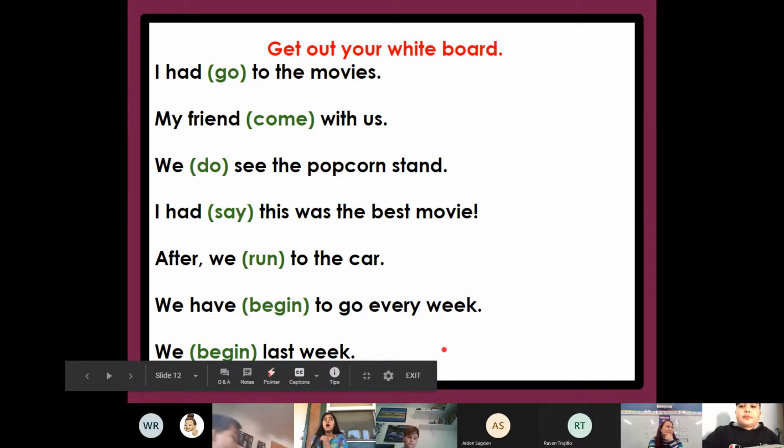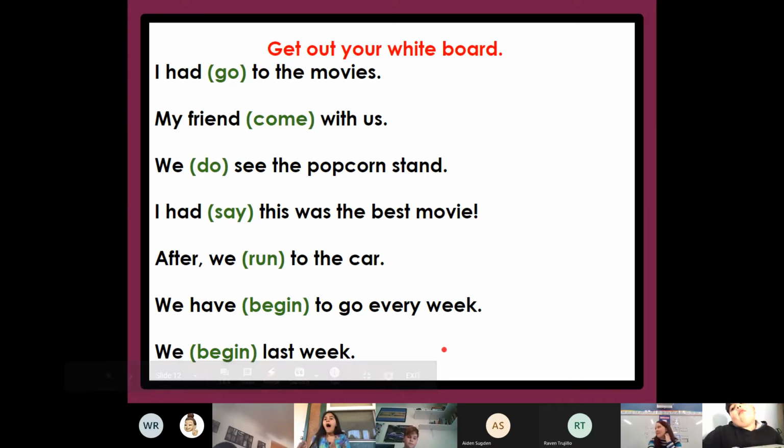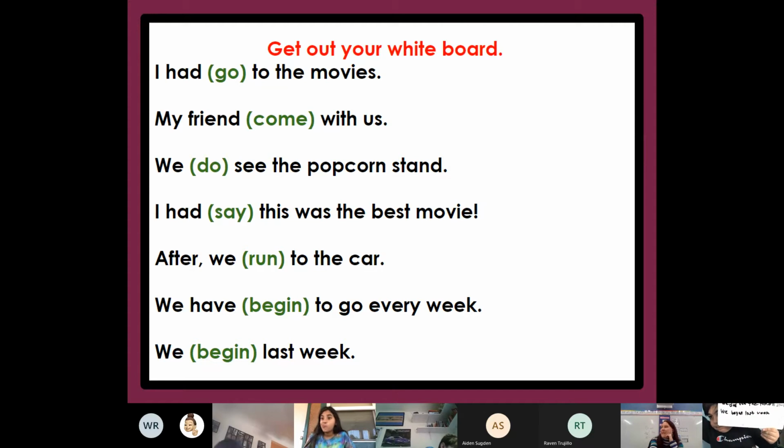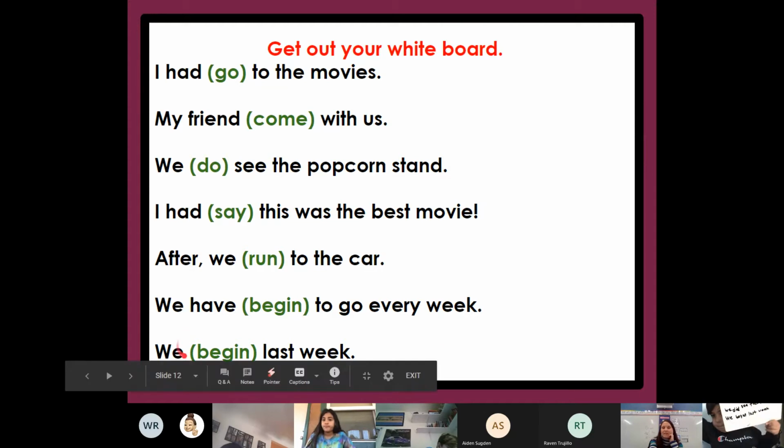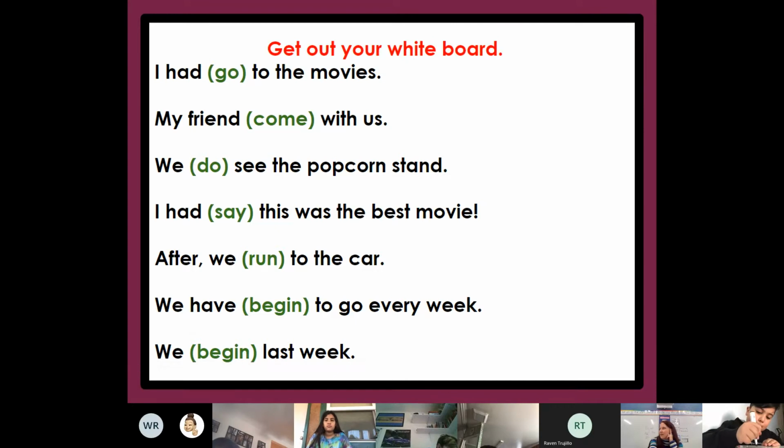So let's look at the last one. We began last week. What is the past tense of begin? Write it on your whiteboards and hold them up. Okay, Riley, I see you have began, and you are right because this one does not have a helping verb before it, and the correct past tense would be began. So if you have the word, there we go, Aiden, began.